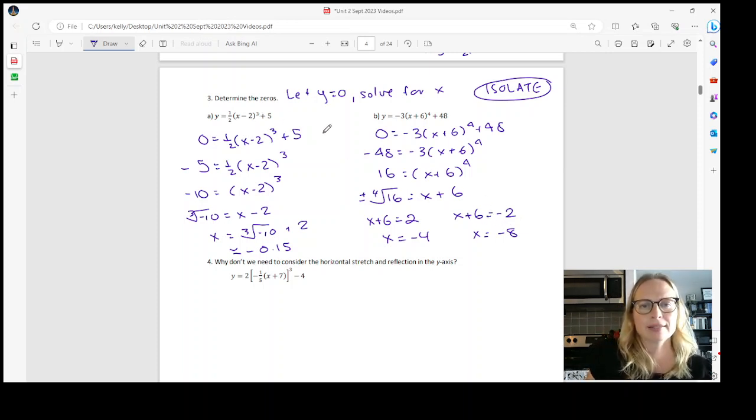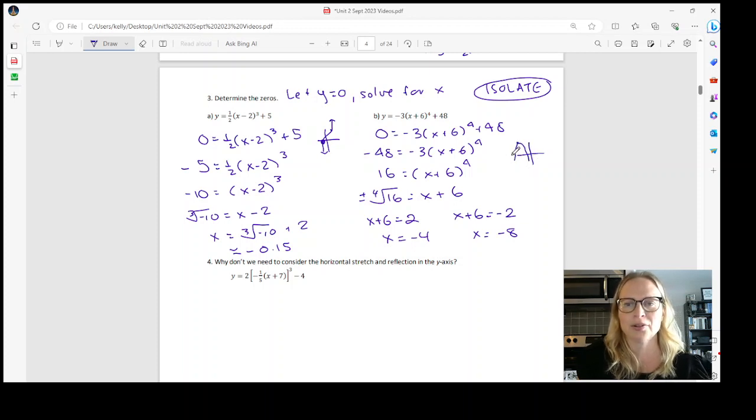Okay, and that makes sense. Thinking about this shape, we've got something that's moved over 2, up 5, and it has this type of end behavior. So we can see there is one x-intercept. And over here, we've moved left 6, up 48, and we're opening down. So definitely my scale is not correct, but we can see that there will be 2 zeros, which are the 2 answers we got.